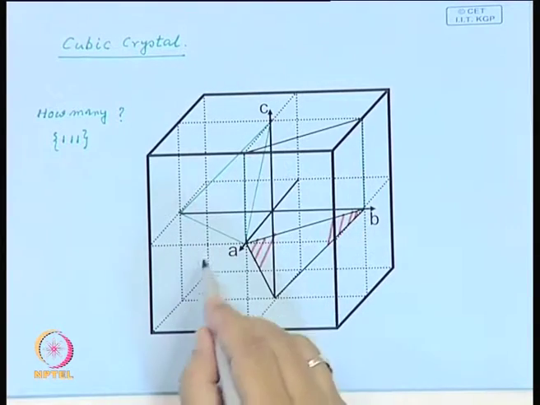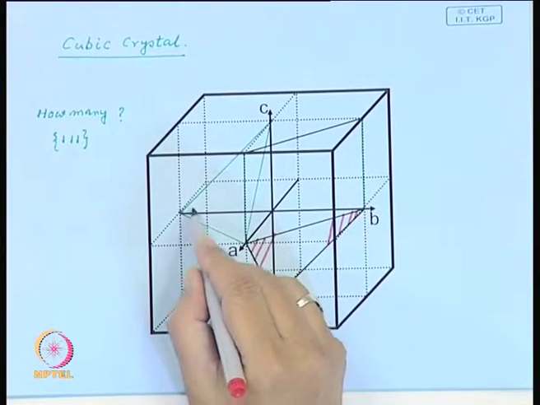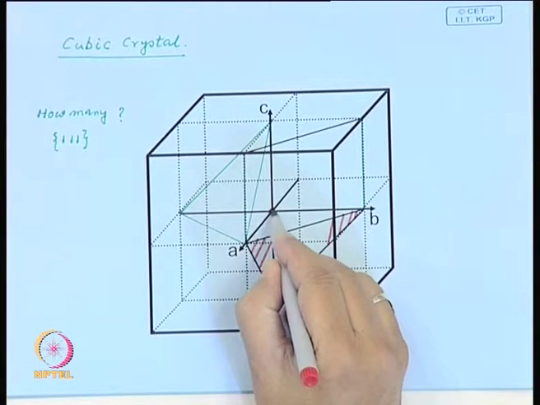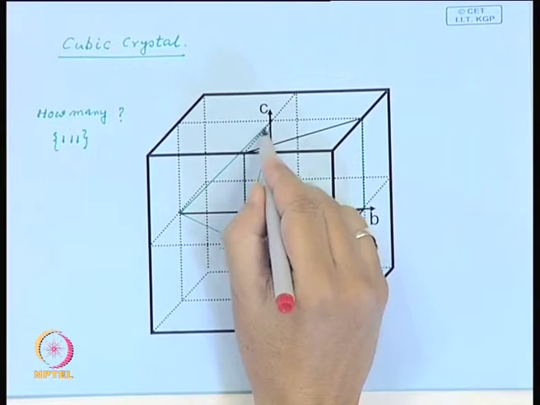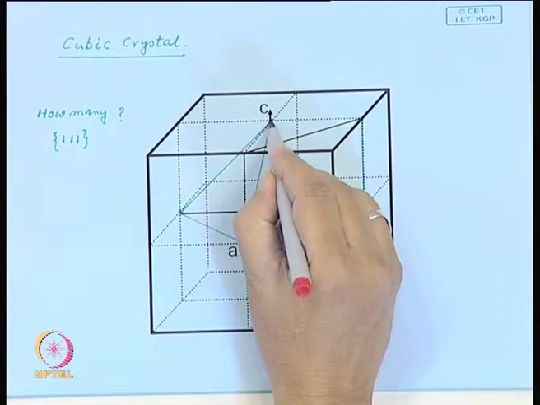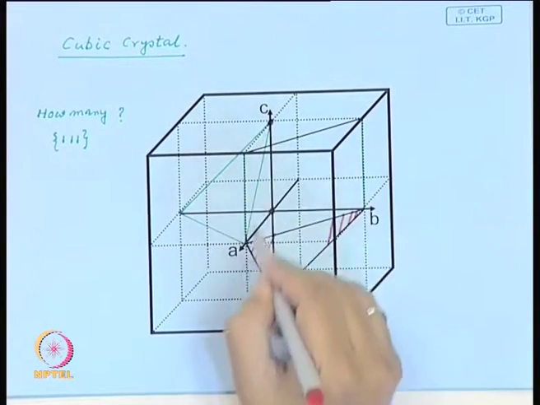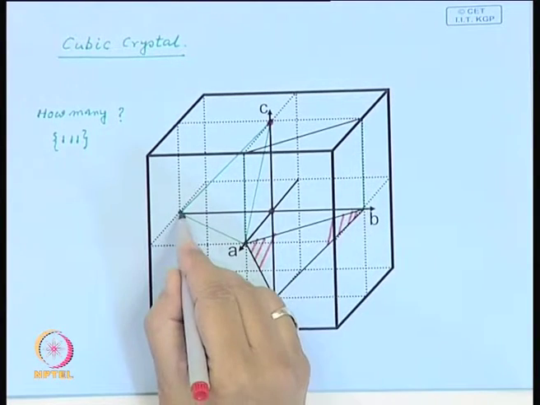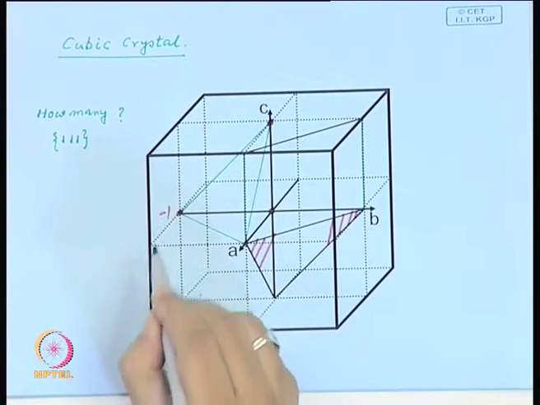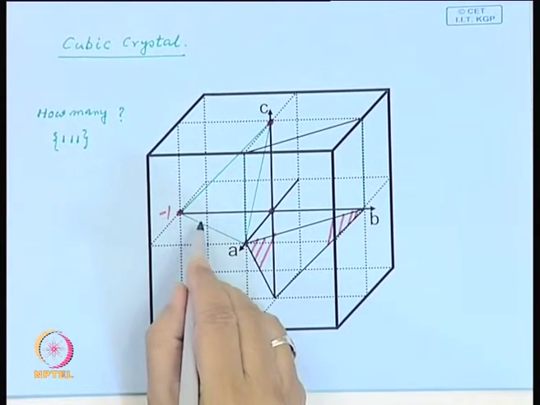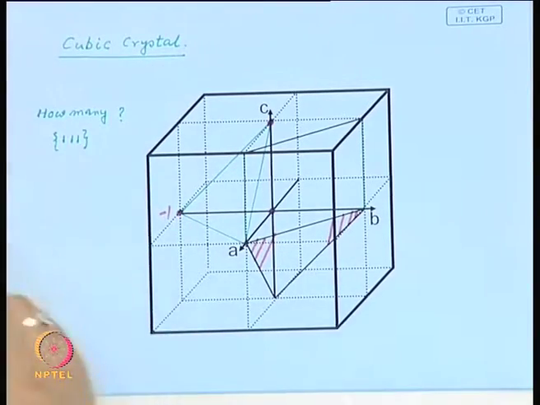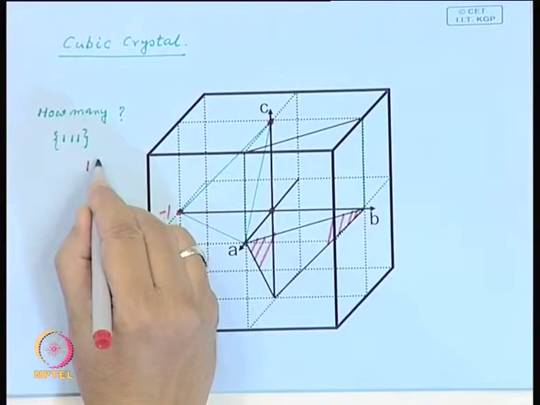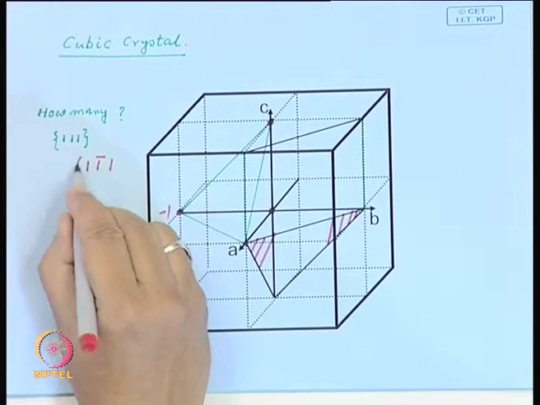Now, these planes can intersect in the negative direction as well. For example, here we have put this origin over here at the center. Look at this plane, here it intersects C at, let us say, unit distance, A at unit distance, and B at -1. So, in this case the indices of this plane is 1, 1 bar, 1.